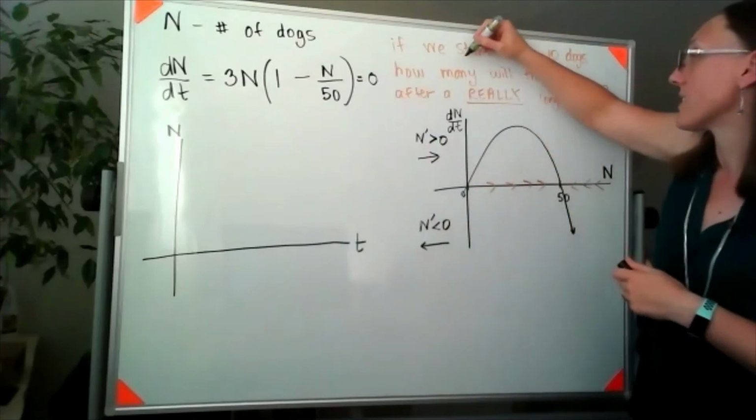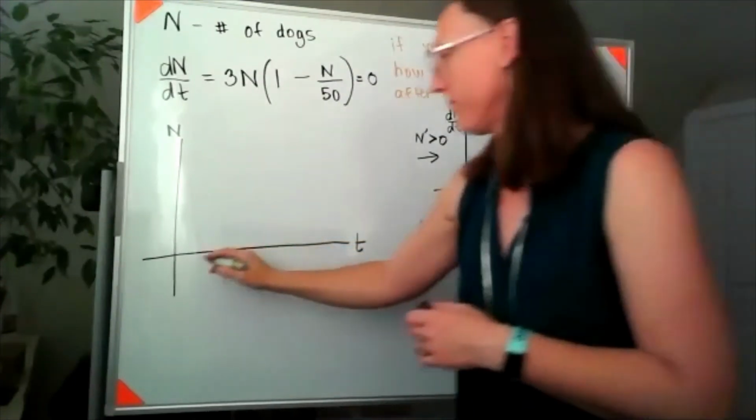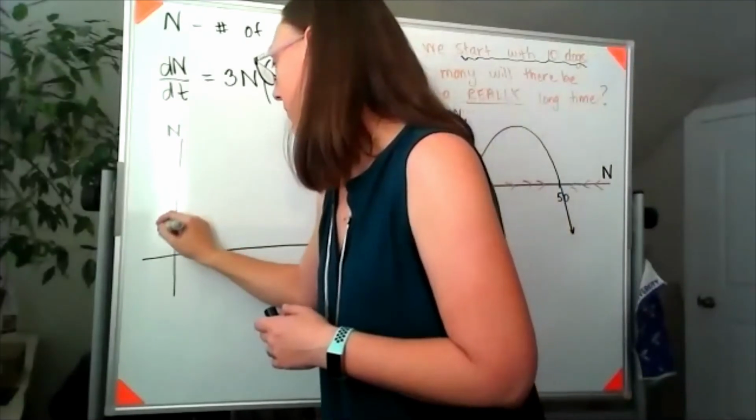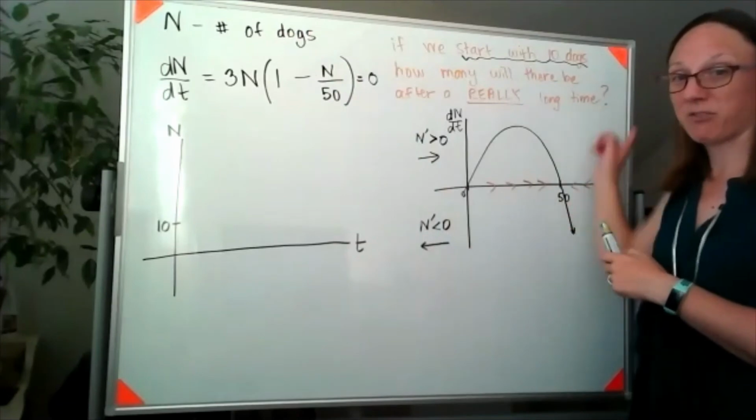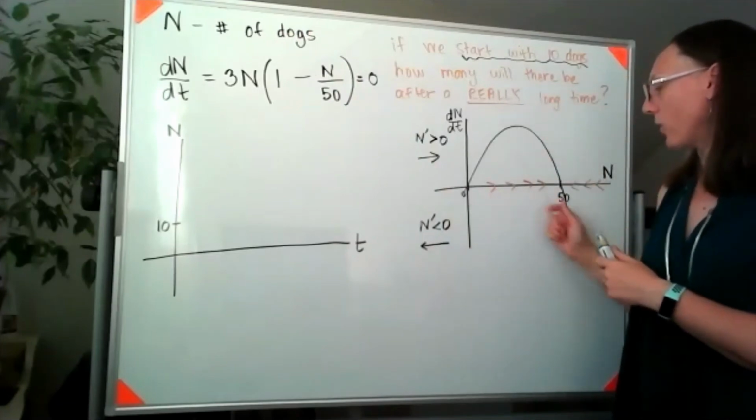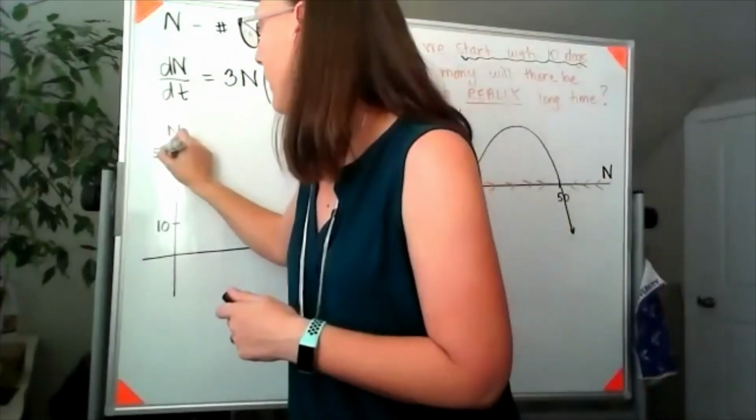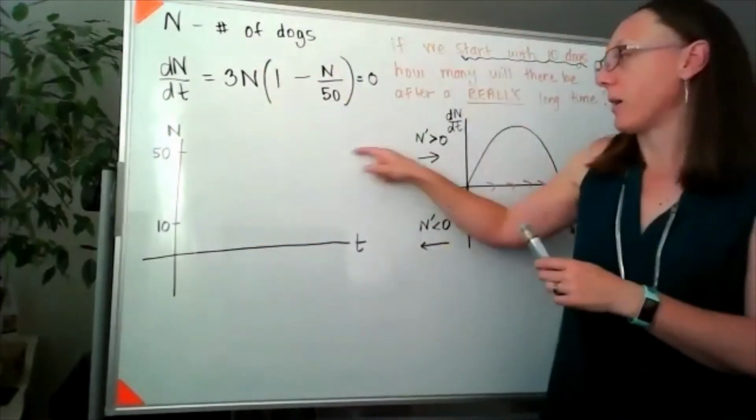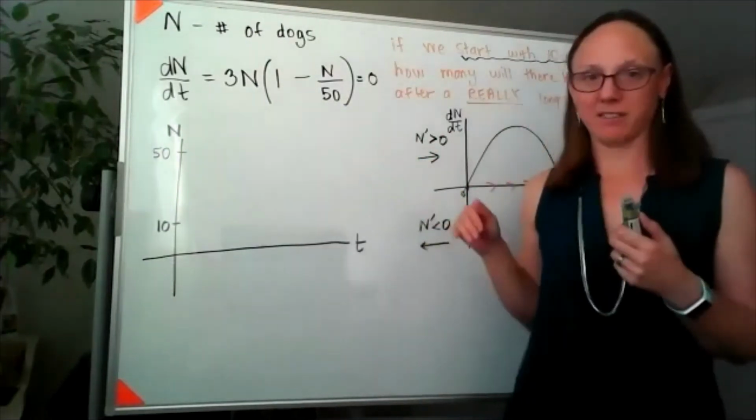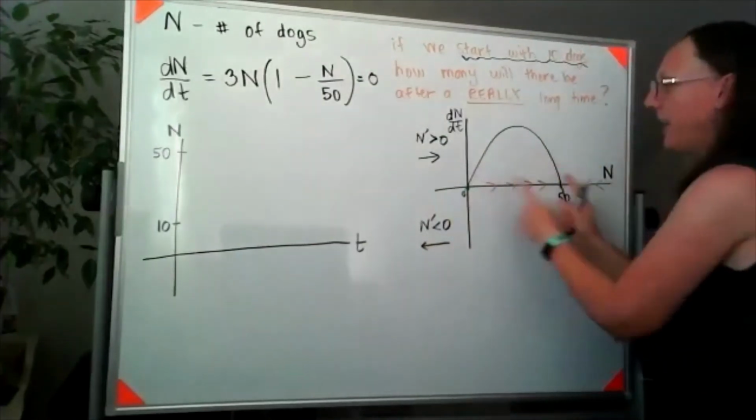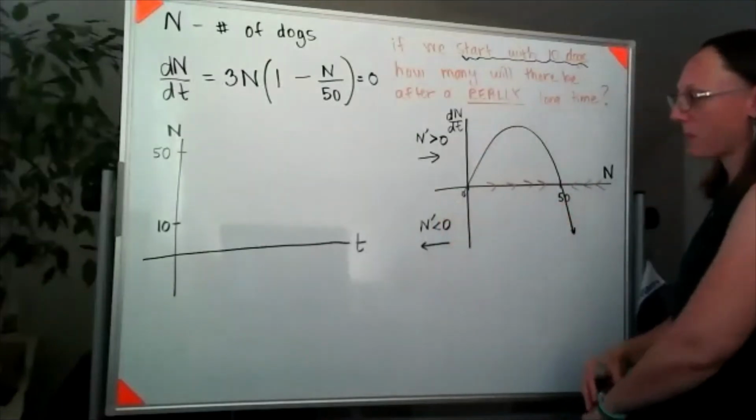Well, here I told us that we're going to start with 10 dogs. So when t equals 0, we're going to start with 10 dogs. And we've already figured out that after a really long time, we know we're going to get pushed to 50. So if that's 10, I'm just going to call 50 up here. And at some point in time out here, we're going to get to 50. But the question is, how do we get to 50? And a lot of that is hiding in this graph for us.